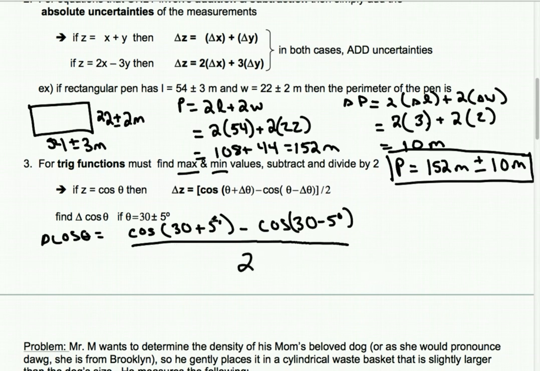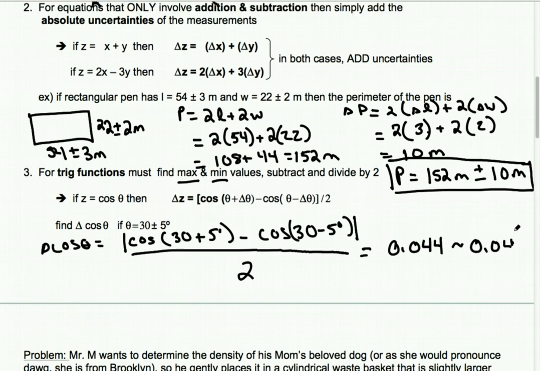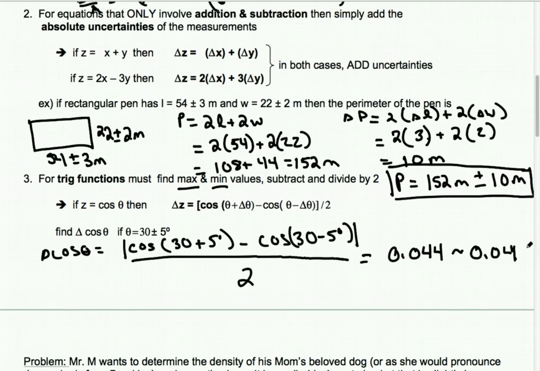So this is cosine of 35 minus cosine of 25, and actually I'm going to put the absolute value around here because we're just dealing with uncertainty, so it's plus or minus. And so if you work that out, I got a value of 0.044. So I would round this to 0.04. And since this is cosine, this is a unitless number, so I don't have to worry about that.